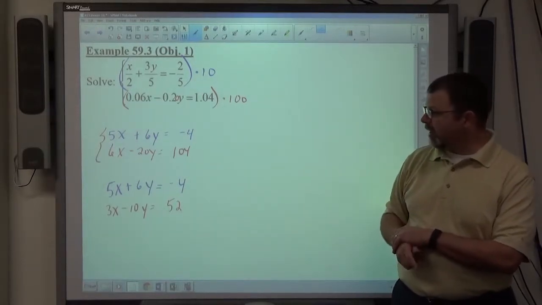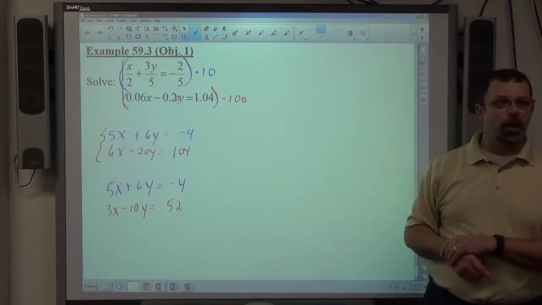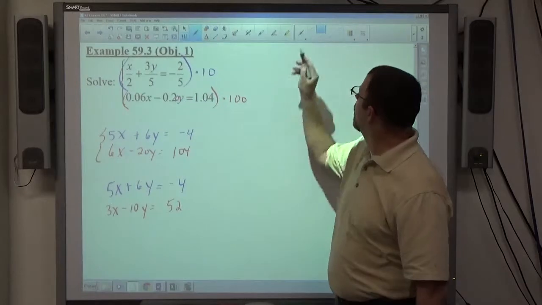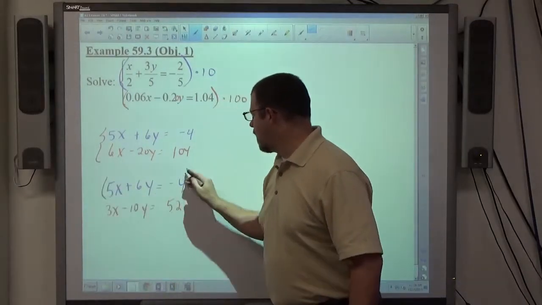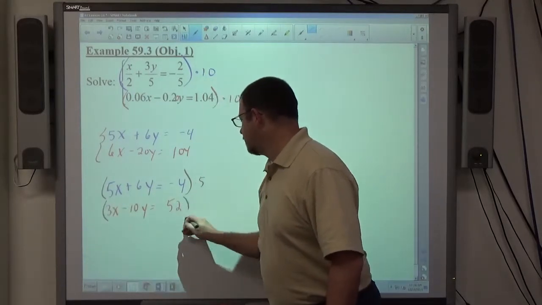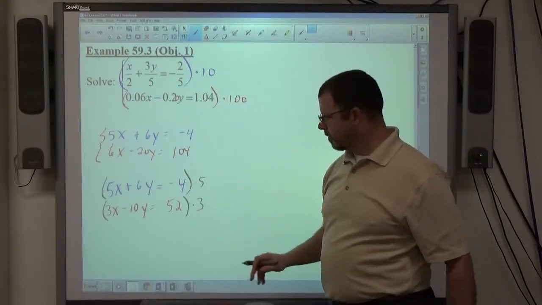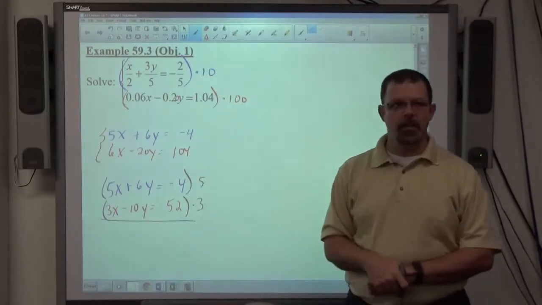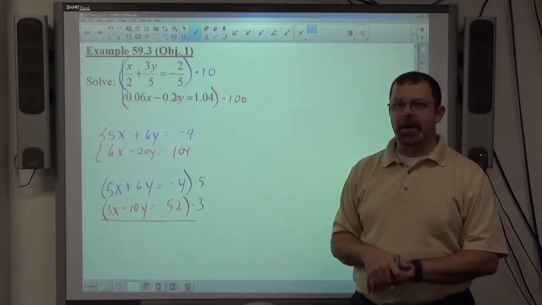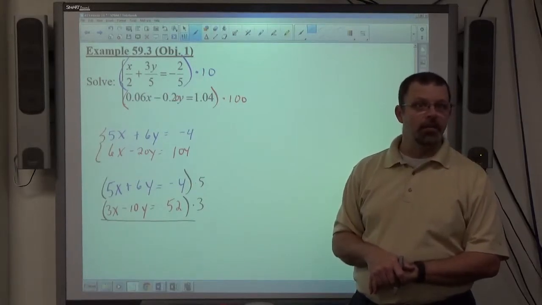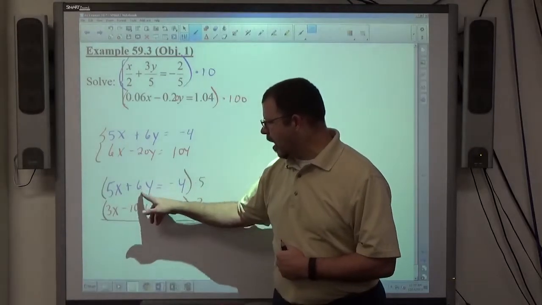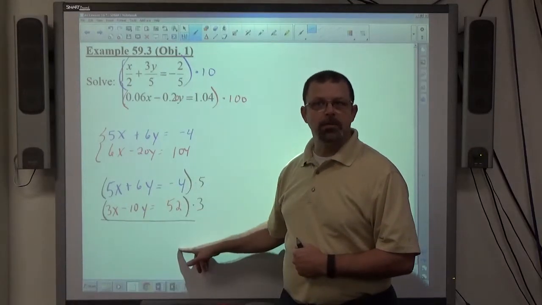What I'm going to see here is that 6y and 10y can both become 30y, right? That'll be positive 30y, that'll be negative 30y. Here's how the shortcut works. I'm going to multiply this times 5, and I'm going to multiply this times 3. What I'm going to do is calculate things in my head, multiply and add, or multiply and subtract in my head. The x's are going to make a new x, the y's are going to cancel, the numbers are going to make a new number.